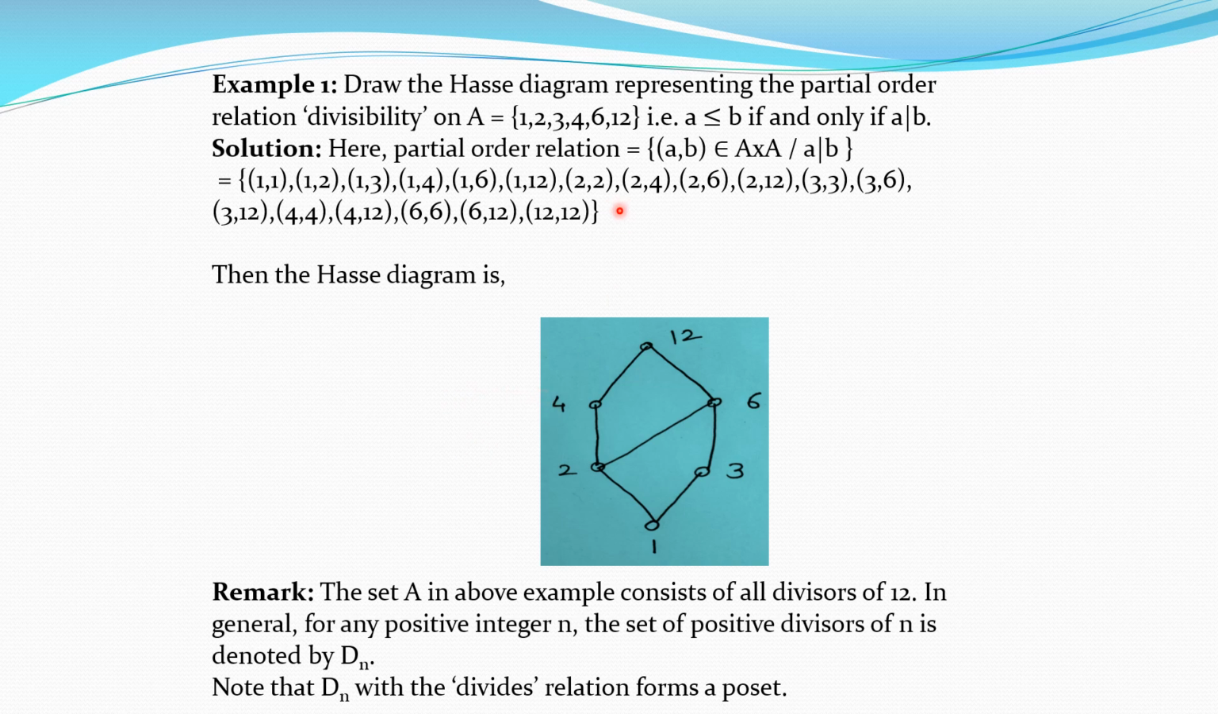Then (2, 12). If you consider, actually 2 divides 12, that is true, but 2 divides 4 and 4 divides 12. That means there exists 4 in A such that 2 divides 4 and 4 divides 12.